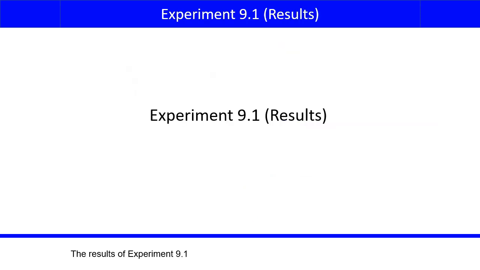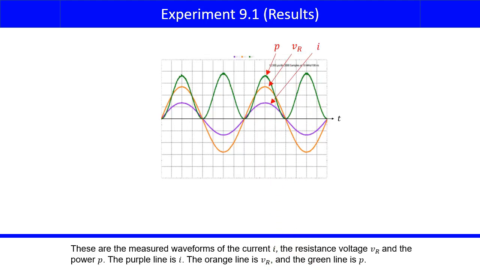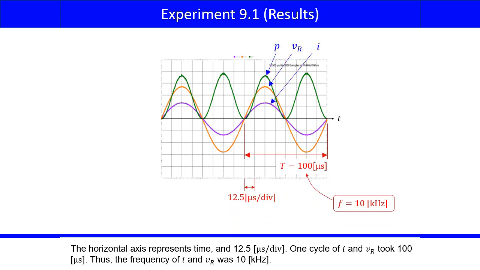The results of experiment 9.1. These are the measured waveforms of the current I, the resistance voltage VR and the power P. The purple line is I. The orange line is VR, and the green line is P. The horizontal axis represents time and 12.5 microseconds per division. One cycle of I and VR took 100 microseconds. Thus, the frequency of I and VR was 10 kHz.